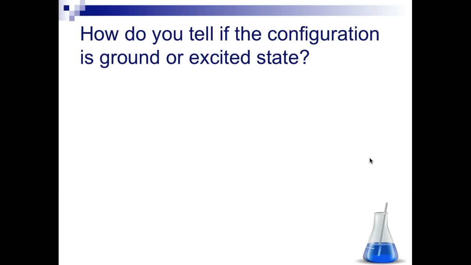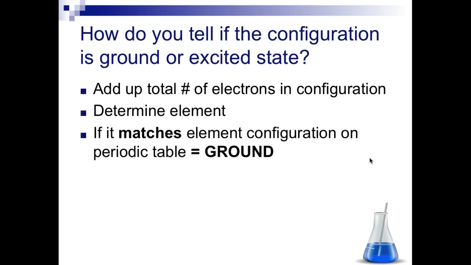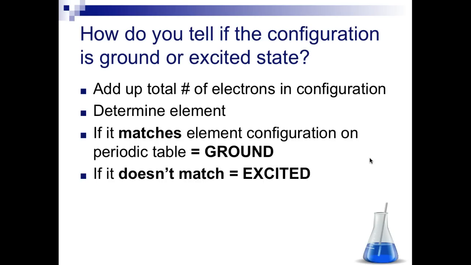So how do you tell if the electron configuration is ground or excited? You have to add up the total number of electrons in the configuration first. Then you have to determine the element. Then, if it matches the element's configuration on your periodic table in your reference packet on page 9, that's what we will consider to be the ground electron configuration. If it doesn't match, it's what we call the excited one.